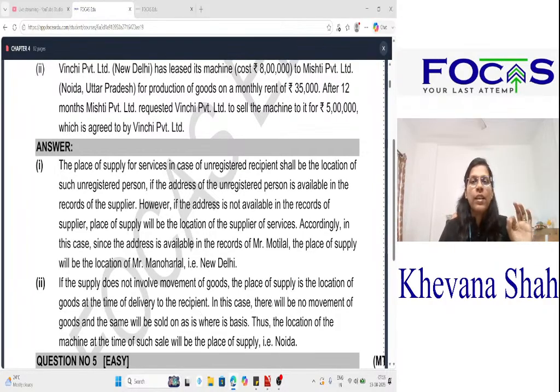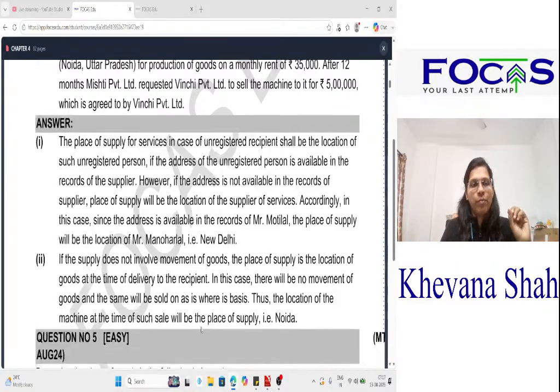In this case, there will be no movement of goods and the same will be sold on as is where is basis. Thus, the location of machine at the time of such sale will be the place of supply, that is Noida. So the machine is being sold from Noida itself, and since there is no movement of goods, the place of supply will be considered where these goods are sold, and that place is your place of supply, that is Noida.